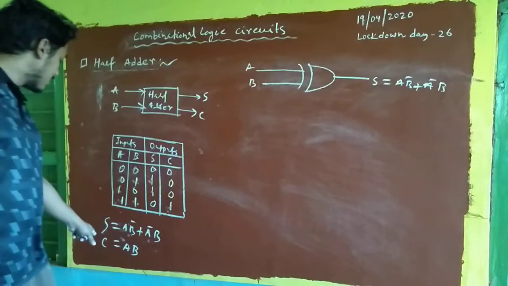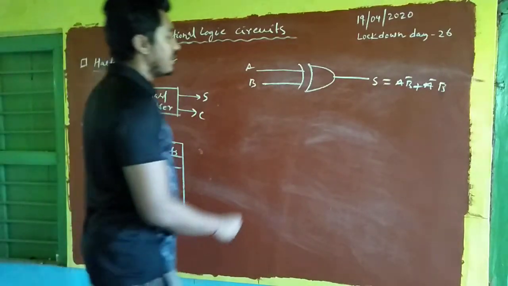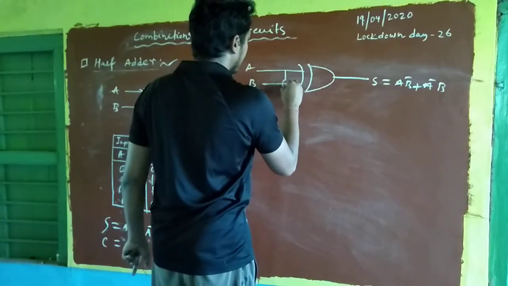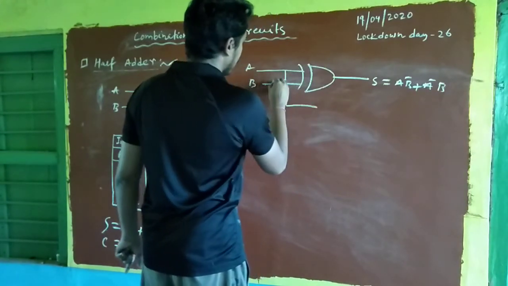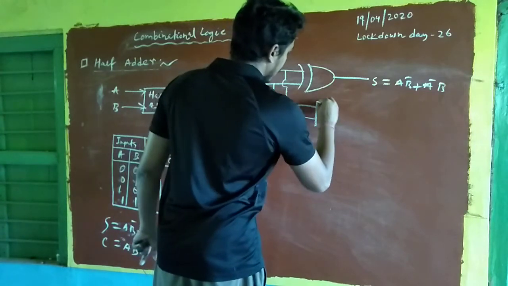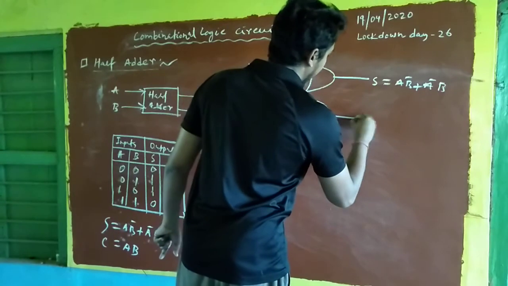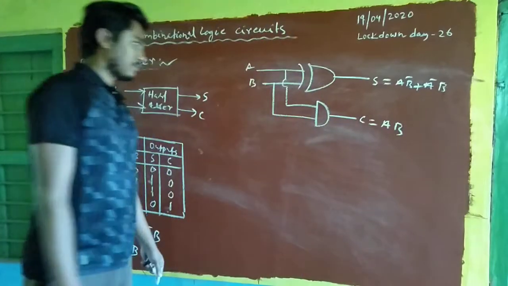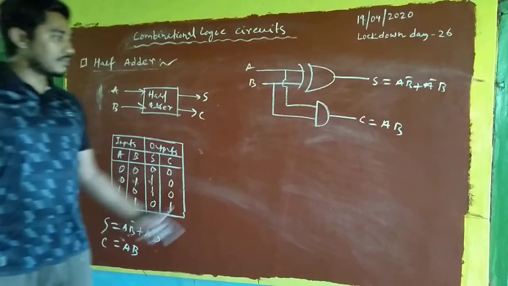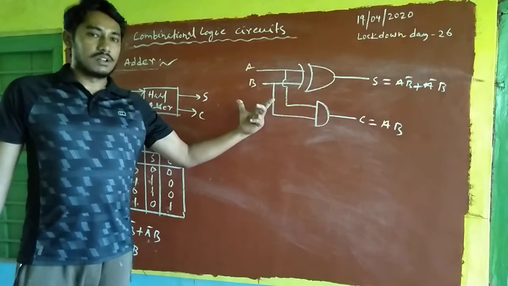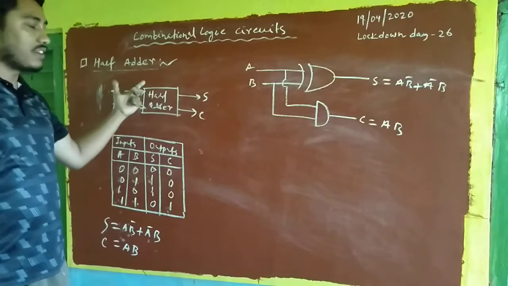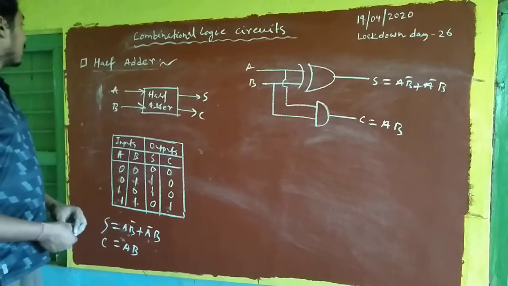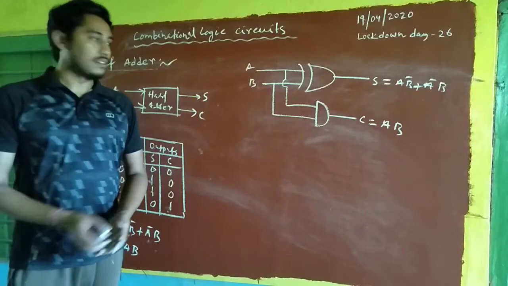And what is the expression for C? That is AB. So if we draw from here, using only one AND gate we can write C is equal to AB. So this is the circuit for the half adder. Clear? Now we will come to the full adder circuit.